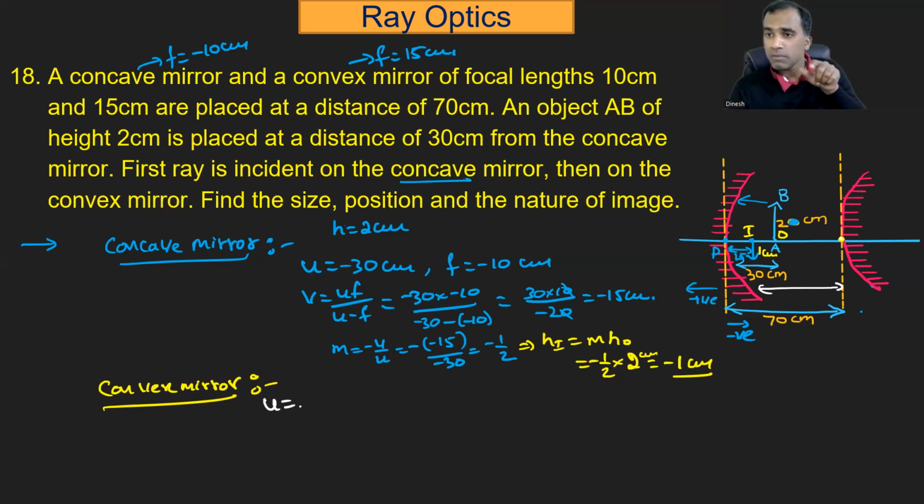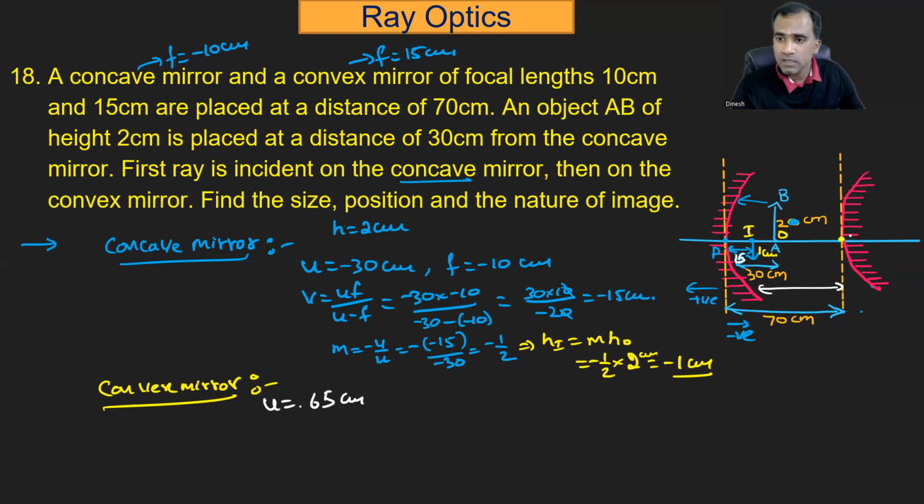Whenever you want to apply the formula 1 by V plus 1 by U equal to 1 by F, that formula you apply for a mirror. Whichever mirror you are applying it to, you have to measure distances from that one. So what is U for this mirror? How much? 70 minus 15. Very good. So we know this is 15, right? This total is 70. 70 minus 15 is 65.